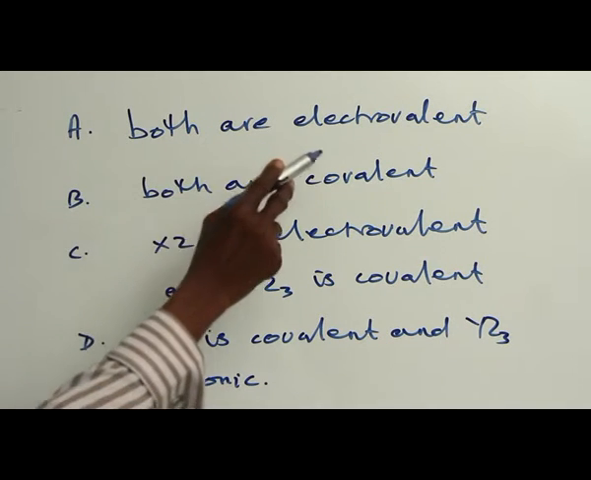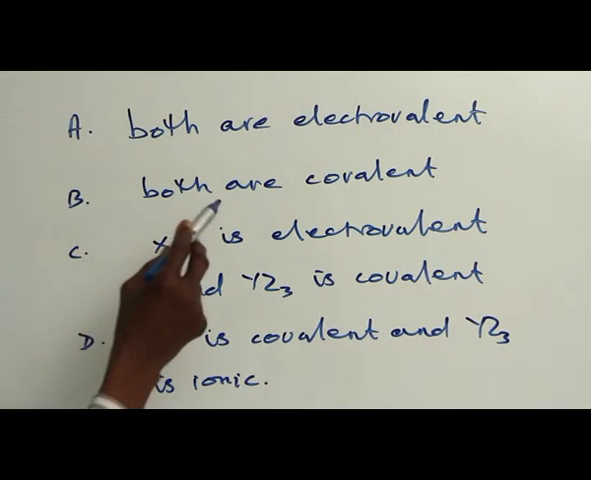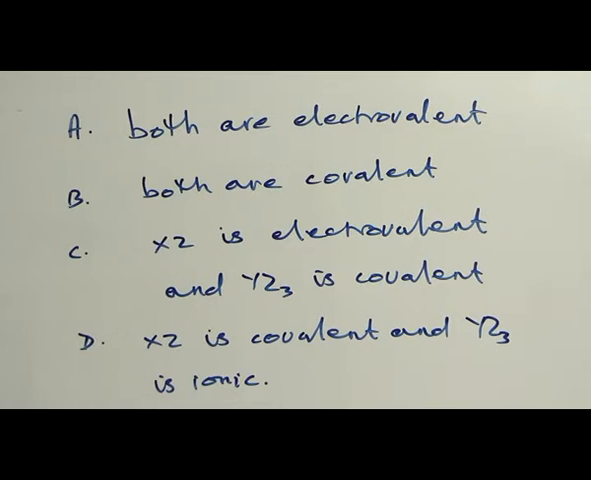A, both are electrovalent. Both are not electrovalent because that of XZ is a combination between a metal and a non-metal, which is supposed to be electrovalent. But that of Y and Z is a combination between non-metals, which is supposed to be covalent. So A is wrong. B, both are covalent. Both are not covalent. It is only the bond between Y and Z3 that is covalent. That of X and Z is electrovalent.